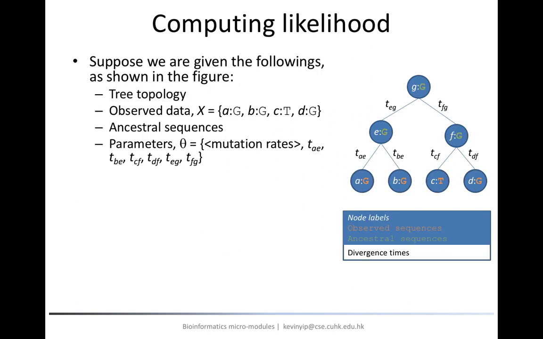Here, we first study the subproblem of computing the likelihood with a fixed set of parameter values, assuming that the ancestral sequences are also known. For example, this figure shows a tree with 4 input sequences at the leaf nodes. The ancestral sequences at the 3 internal nodes are also given. If we are given the values of all 6 branch lengths and the mutation rates, how do we compute the likelihood?